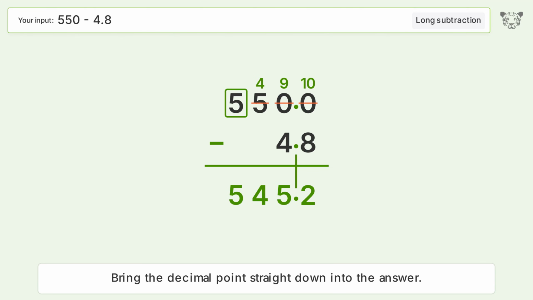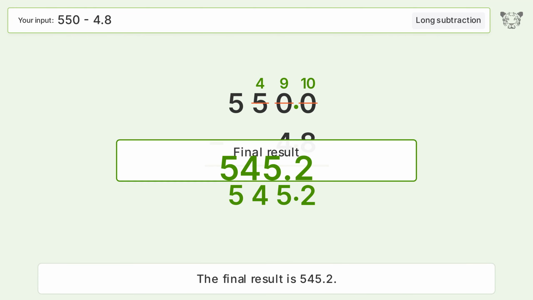Bring the decimal point straight down into the answer. The final result is 545.2.